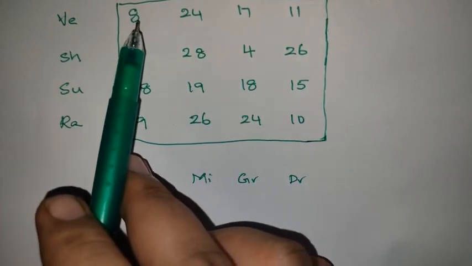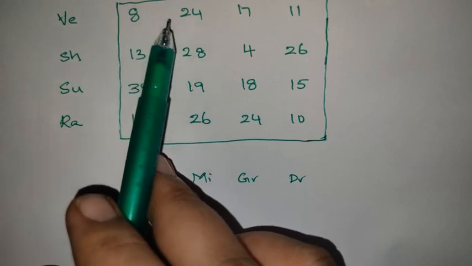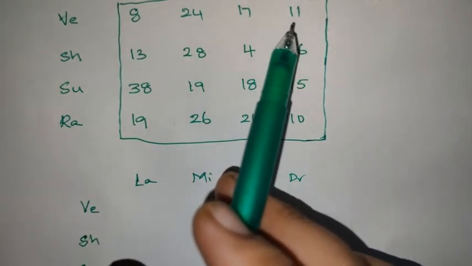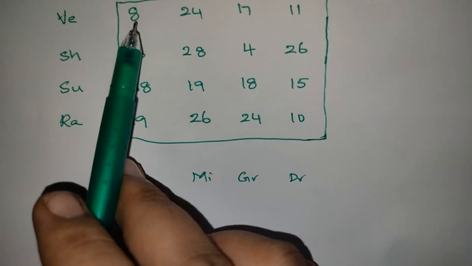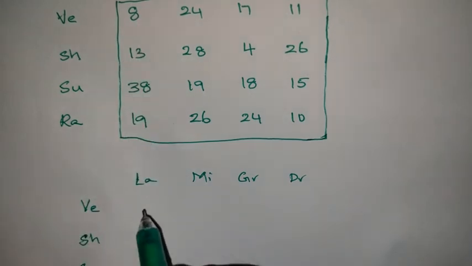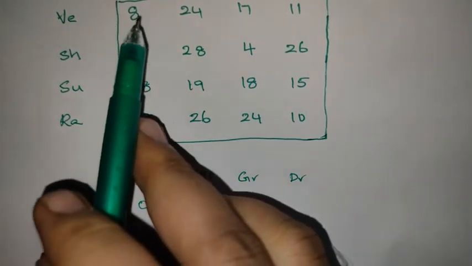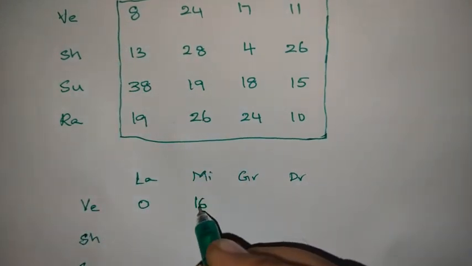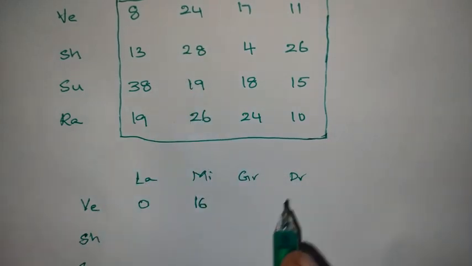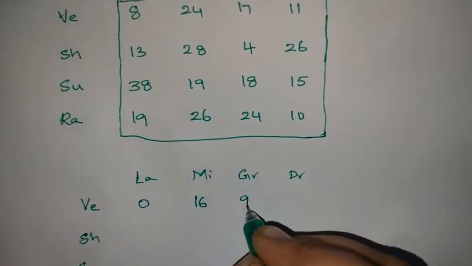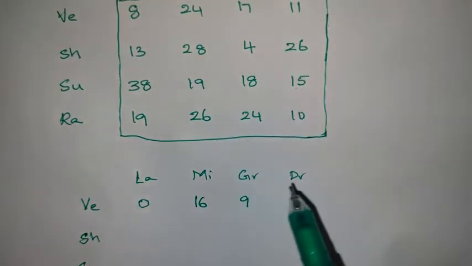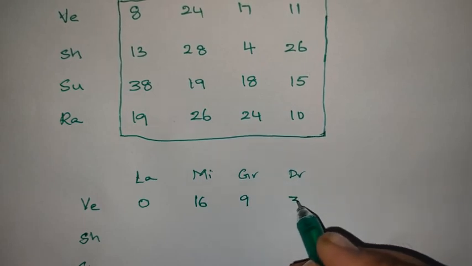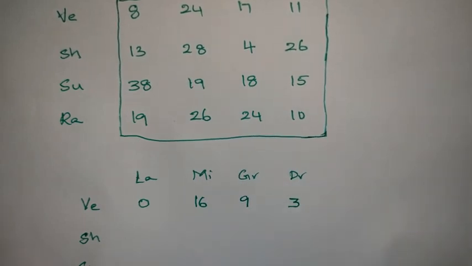Now subtract this minimum value from all the values in the first row. Now subtract 8. 8 minus 8 becomes 0. Next 24 minus 8, then it becomes 16. 17 minus 8, then it becomes 9. 11 minus 8 becomes 3. So this is the first row.